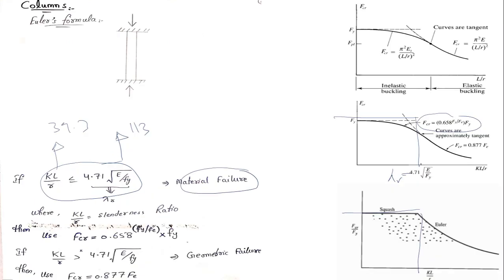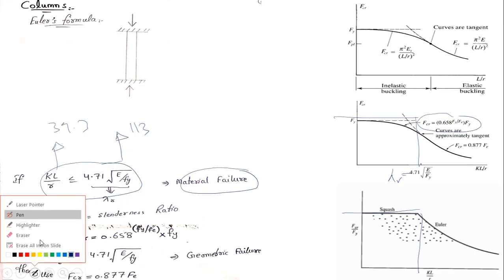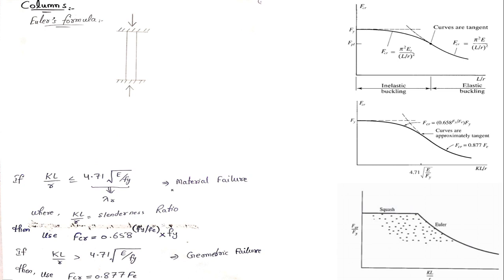Then you should know that a column may also fail with a material failure, meaning KL by r, the slenderness ratio, is less than lambda r. It means you have to use the squash equation, and this is the squash equation. It means it's a material failure. It means it's inelastic buckling.